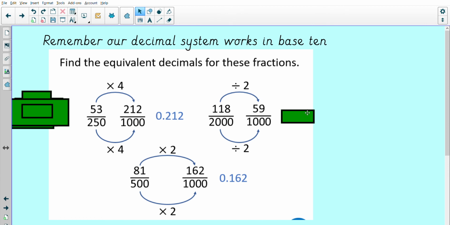Is that going to be 0.59? Hopefully you're telling me no, it is not. I've only got 59 out of 1,000. My 5 is in my hundredths column and my 9 is in my thousandths column. 0.59 would be 59 out of 100, not out of 1,000.